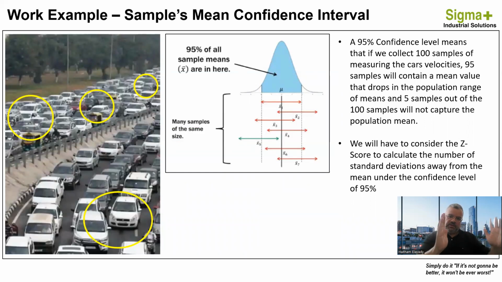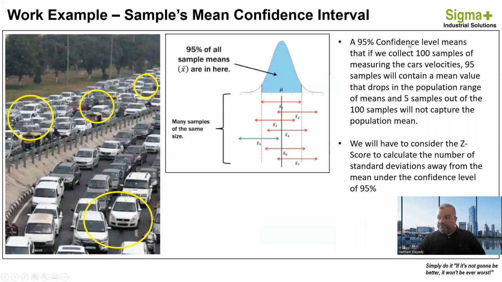So, as an example, when I say that the average speed of the cars on that highway is between 80 kilometers per hour and 100 kilometers per hour, the 95% confidence level means that 95 sample means will drop between 80 and 100. And no more than 5 samples will have speed readings outside the 80 to 100. Could be 70, it could be 110, something outside that tolerance. So there is a risk of error of 5%.